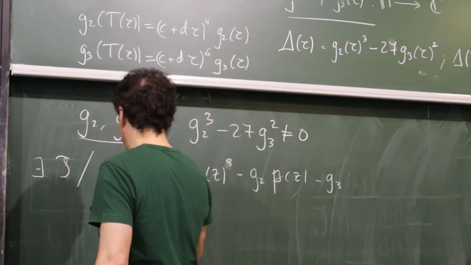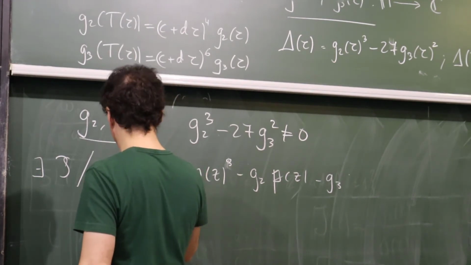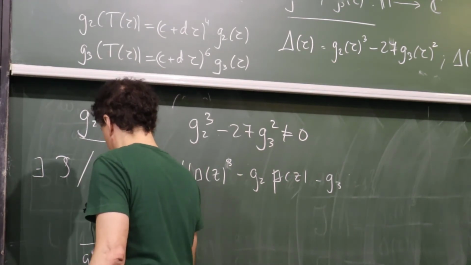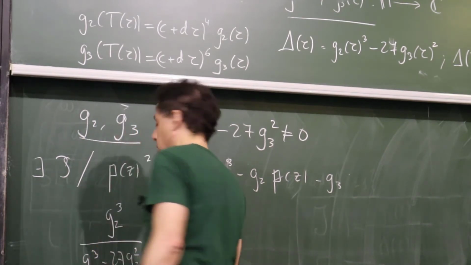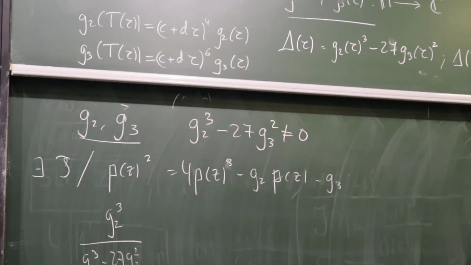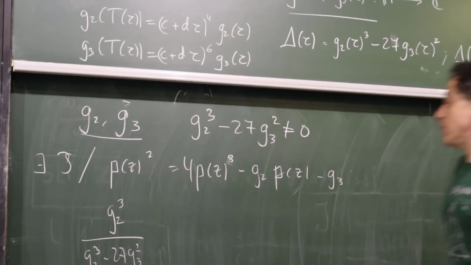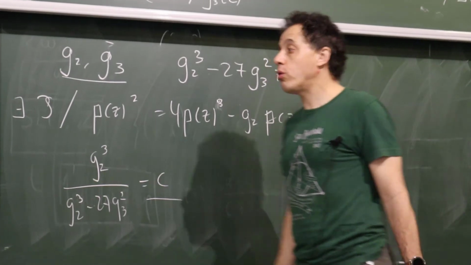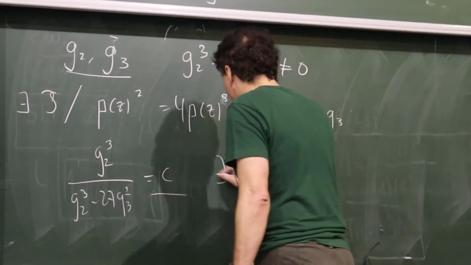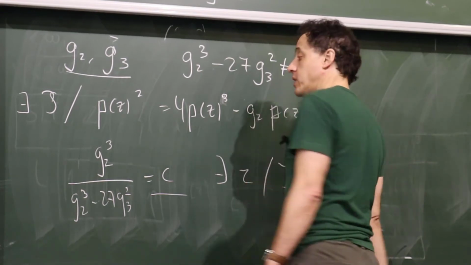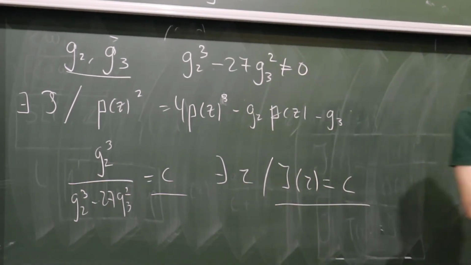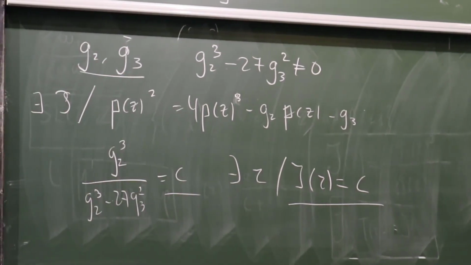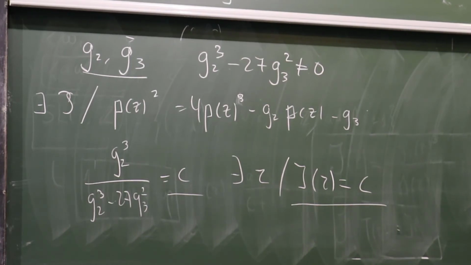From here you could consider this number, G2 to the 3. Consider this number, and you could call C this number, and you could find, using the previous result, that there exists a tau such that j of tau is equal to this number. And working a little bit, it's not completely evident, but it is the key fact to show that finally this exists. So you have like this all elliptic functions, so all numbers G2 and G3.